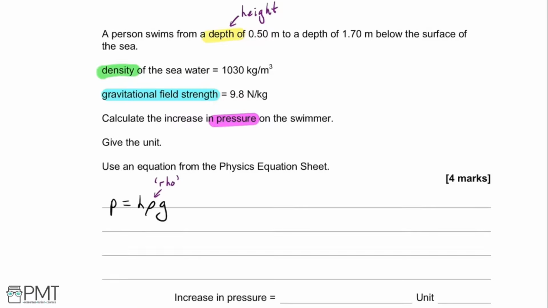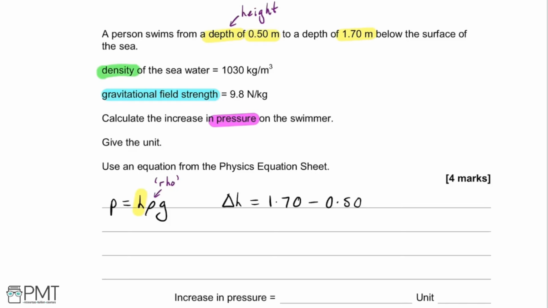So if we find the values and substitute them in, first of all we said that we needed the depth. This person swims from 0.50 metres to 1.70 metres. And so we can't go straight into using the equation. First we need to find what the change in depth is, or the change in height. Change in height, or change in depth, equals the final depth, or height, so 1.70, minus the original, so 0.50.